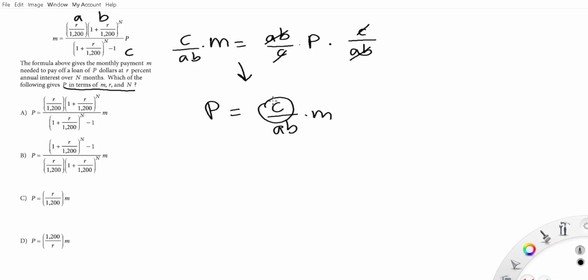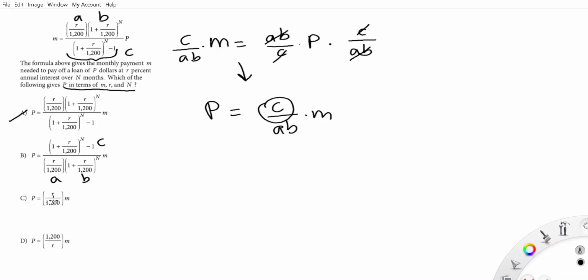So C was this term right here, 1 over R, 1 plus R over 1200 to the power of N minus 1. Answer choice A doesn't have this at the top, so I automatically eliminate that. Choice B has that on the top, right? So this is what I have on the top. So this is actually my answer, especially since this is C, this is A, this is B, and that's M right here. This is what I have.